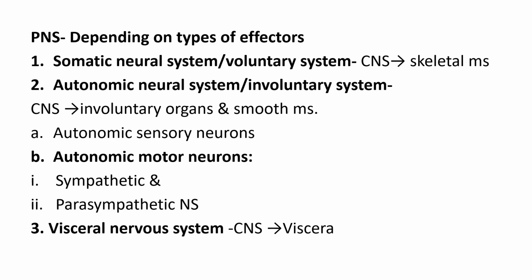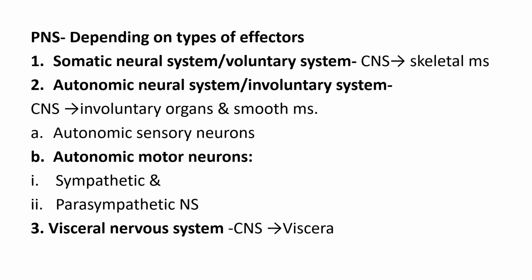The peripheral nervous system can be divided into three types depending on the type of effectors. First is the somatic neural system, also called the voluntary system. It carries impulses from the central nervous system to skeletal muscles. Then second is the autonomic neural system or involuntary system. It carries stimulus from the central nervous system to involuntary organs and smooth muscles.